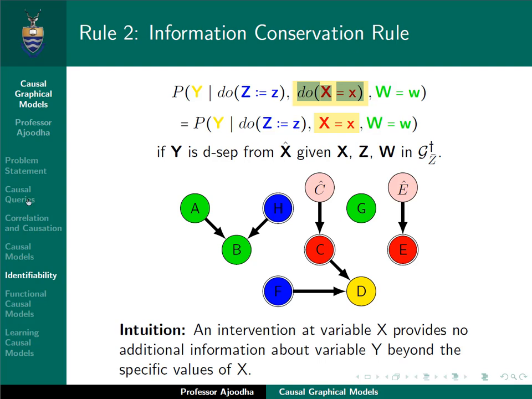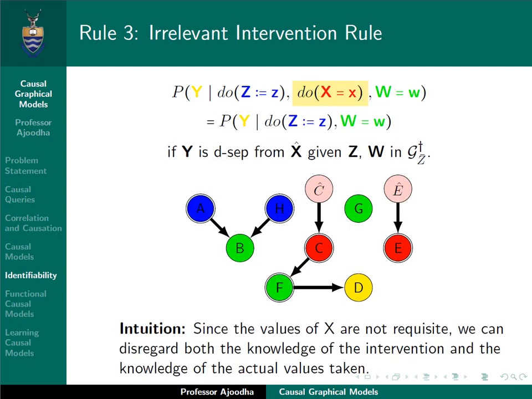So let's look at rule number 3. Rule number 3, let's call it the irrelevant intervention rule. This one tells us when an intervention can be removed completely. So that's pretty cool. We see here your intervention didn't just become an ordinary observation, but instead it was deleted.